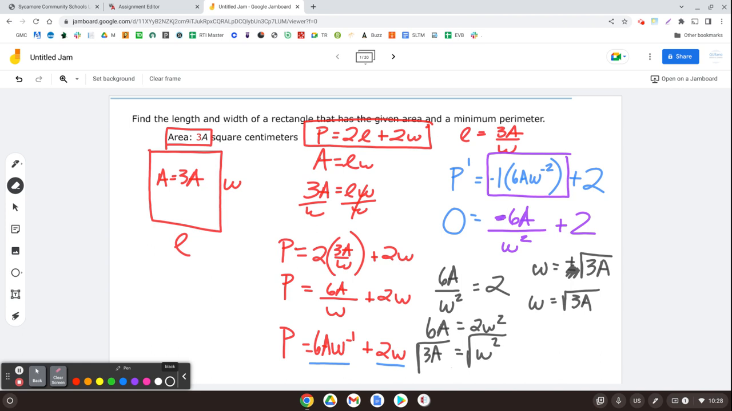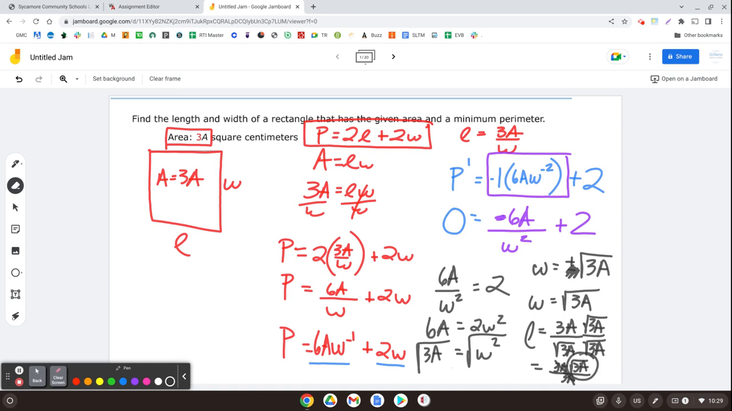Now, they need L too. So what's L? L is 3A over W. So L is 3A over radical 3A. And if you multiply that by radical 3A over radical 3A, you end up getting 3A radical 3A over 3A, which, look at that, that's also radical 3A.